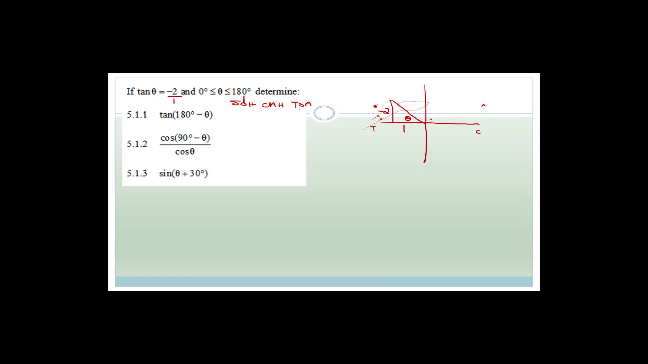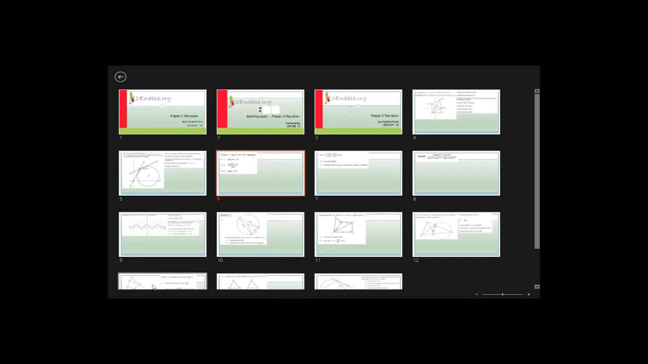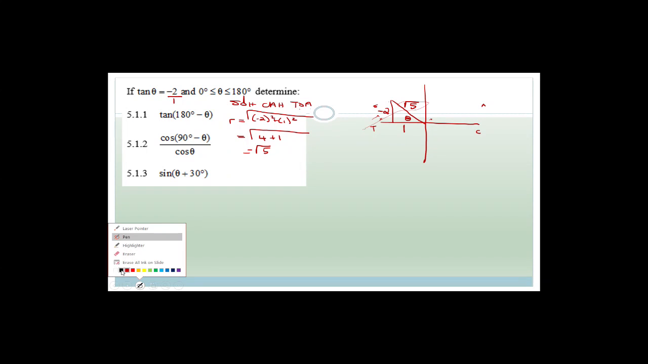And now we need to find the hypotenuse. So in order to find the hypotenuse, we just do the Pythagoras thing. So we're going to go R is equal to the square root of minus 2 squared plus 1 squared, which is the square root of 4 plus 1, which is the square root of 5. So this is the square root of 5. Right. Next they ask us for tan of 180 minus theta.